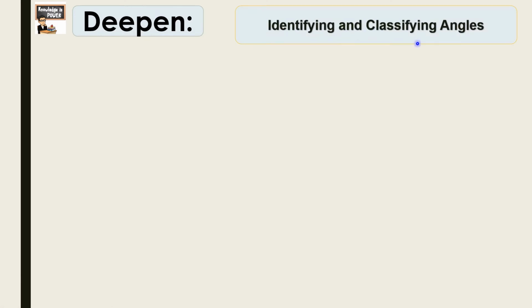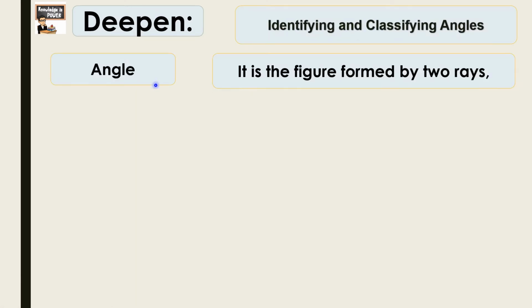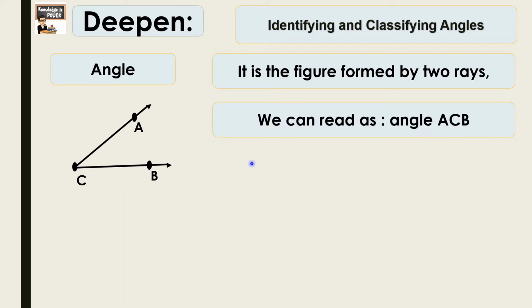So, identifying and classifying angles. What is an angle? An angle is the figure formed by two rays. As you can see, we have two rays here, ray CA and ray CB. So this is an example of an angle. We can read this as angle ACB, or angle BCA, or in symbol, you just put in this symbol for angle, and ACB, BCA, or angle C.